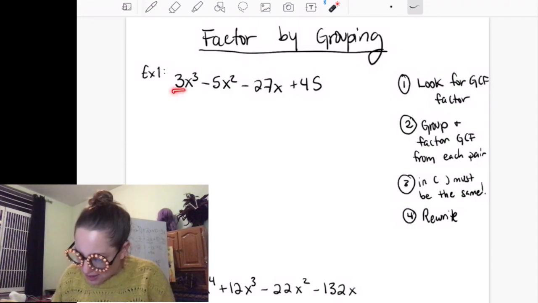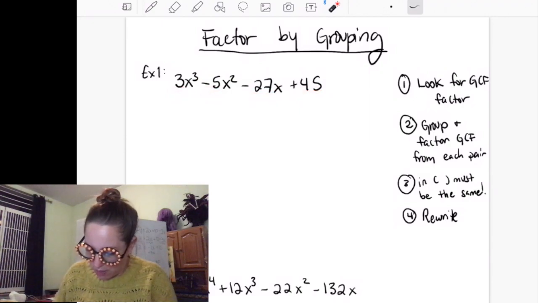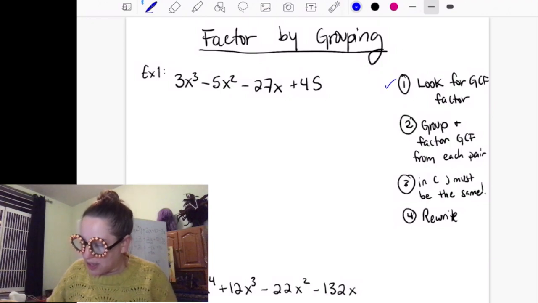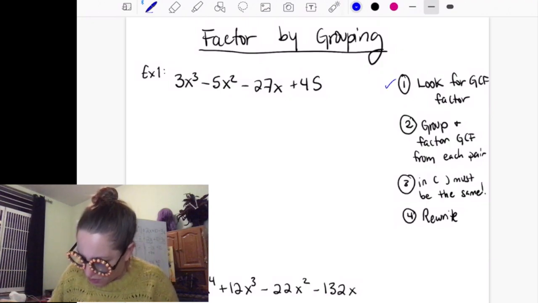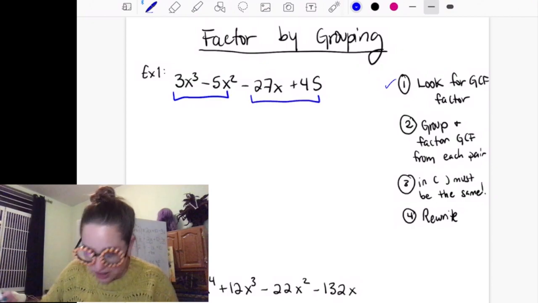And in this case, there is no number that divides into all of these, so there's no GCF, and all of them don't have a variable. So I go right to the next step. And the second step is I'm going to group and factor. So this is what that looks like. I group the first two and I group the second two.